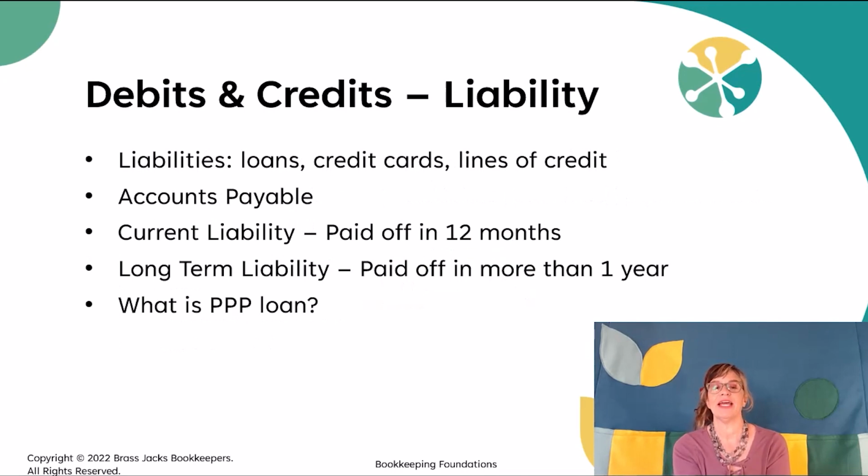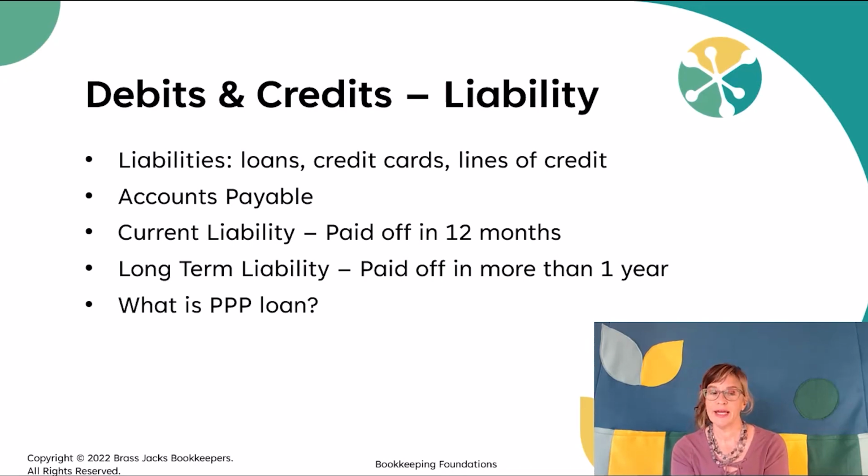Liabilities have a credit balance. When you're increasing a liability, you are crediting it. When you're decreasing a liability, you are debiting it. So, liabilities: loans, credit cards, line of credit. Accounts payable is a liability because that's what we owe the vendors. Accounts payable is tracking the amount of money that we owe other people, and so that is a liability.